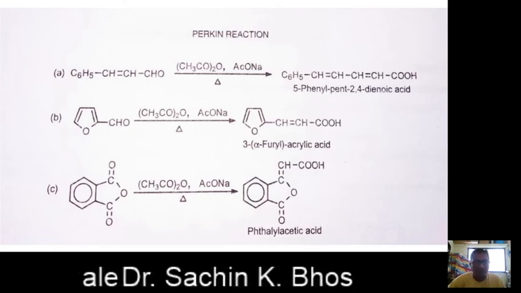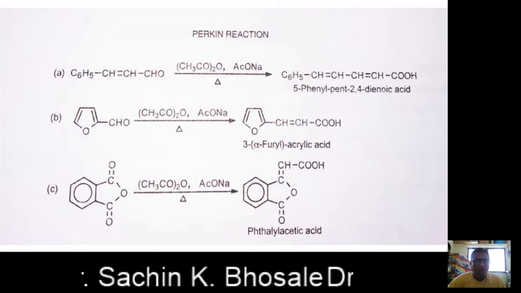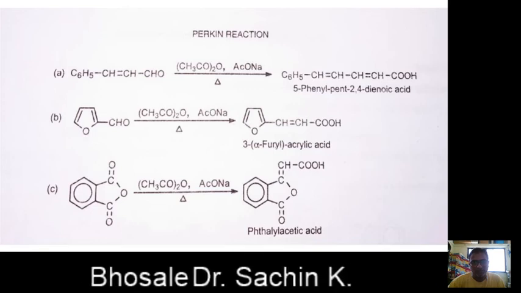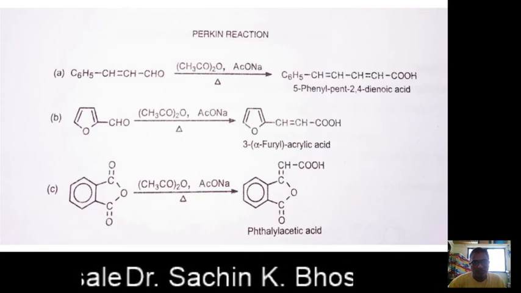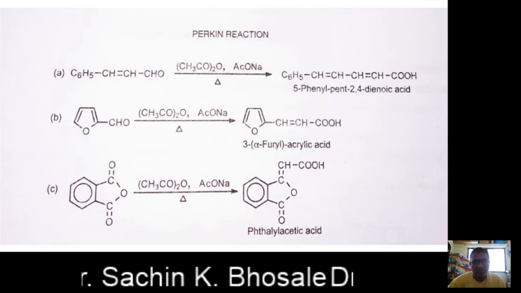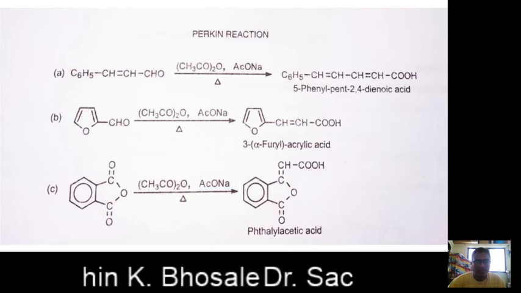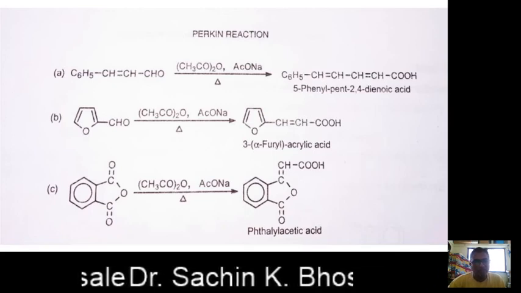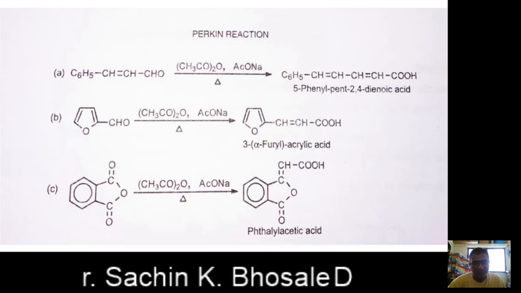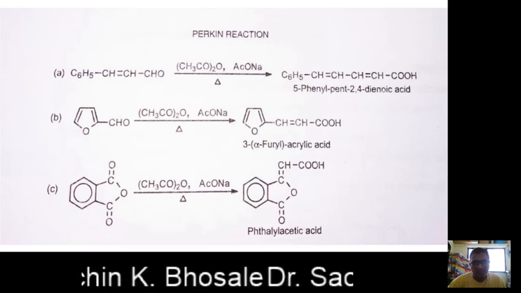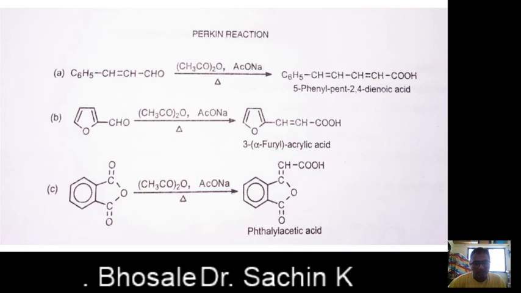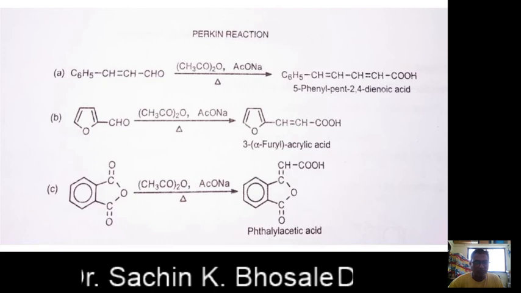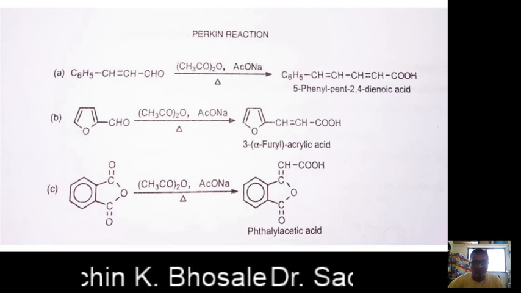Similarly, another example is furfural reacting with acetic anhydride. Again it gives this final product. This is 1, 2, 3, an acrylic acid, but at the 3rd position there is a furyl group, so alpha furyl acrylic acid. Similarly, the 3rd example is phthalic anhydride reacting with acetic anhydride in the presence of sodium acetate. It gives an acetic acid with a fused phthalide at the 2nd position, so that is phthalide acetic acid.